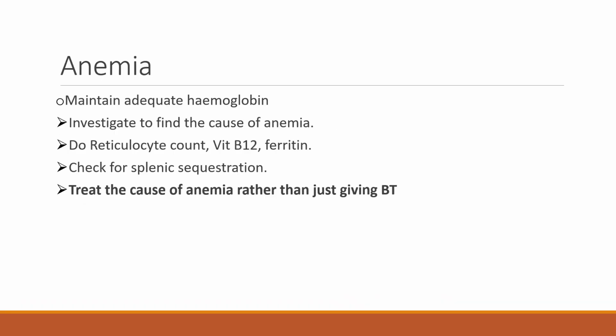All right, so sickle cell disease anemia is a very important aspect of the whole diagnosis, treatment, and management. It's important to maintain adequate hemoglobin. Investigate to find out what is the cause of anemia. Do reticulocyte count, vitamin B12, ferritin, check for splenic sequestration, whether the spleen is increased, whether the liver is increased. Identify the cause of anemia, or at least try to identify the cause of anemia rather than just giving blood transfusion.